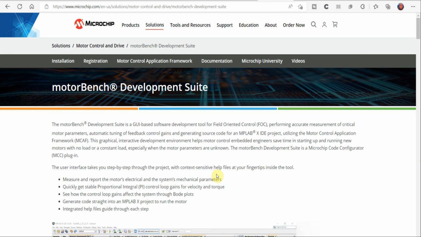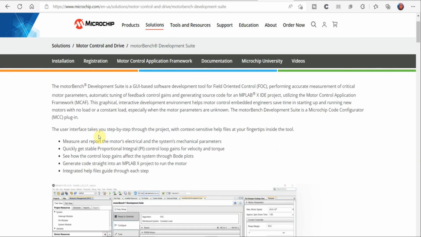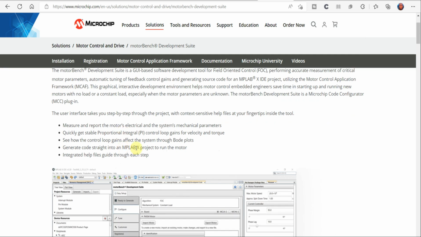There are also specialized design tools, like the MotorBench Development Suite for assisting with things like field-oriented control and motor control applications, something like your proportional-integral-derivative control loops, which is your PID loops. There are things that help with board plots. So these are things to consider.